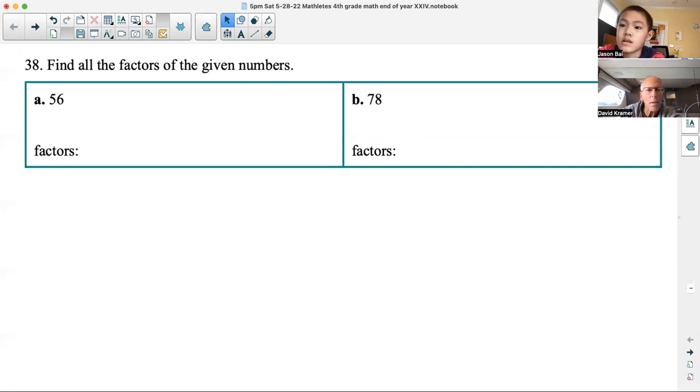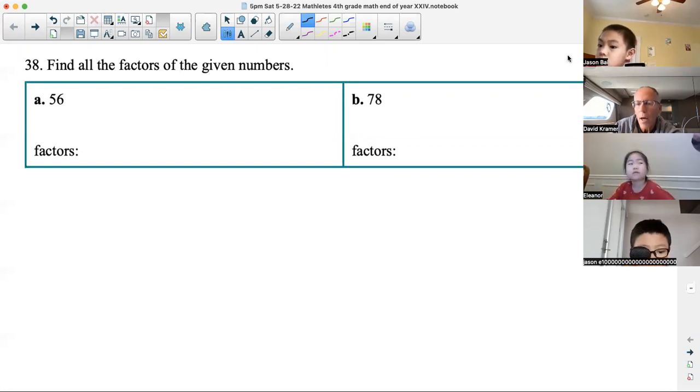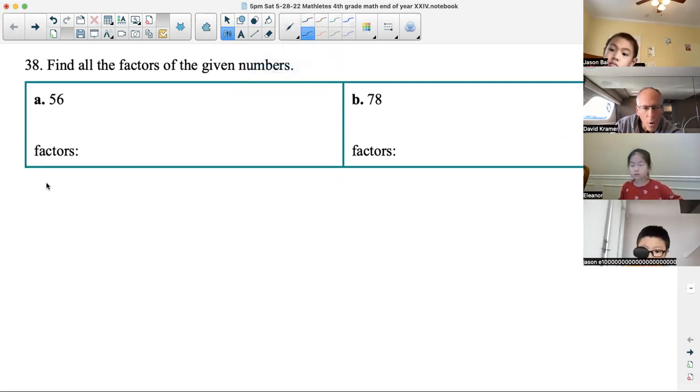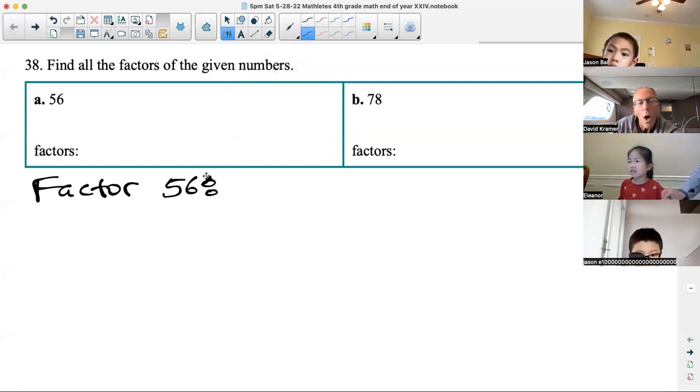So let's talk about this. Who thinks that they can factor 56? Let's start right away. We always know that we can start when we factor 56. Eleanor, what would you start with? What does factor mean? Well, what numbers go into that number?